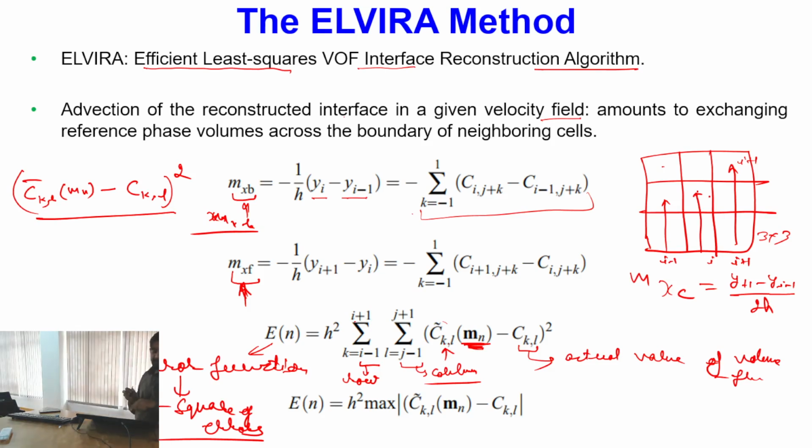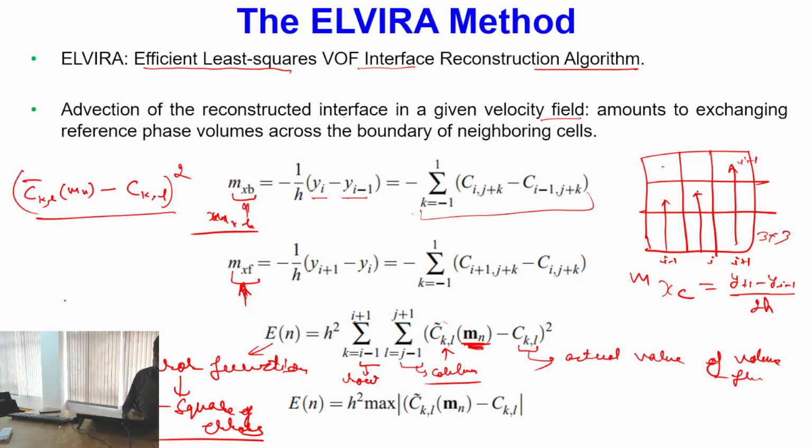Now, in actual practice, if your actual interface was like this, and you are having 100% accuracy of the method, then the reconstructed interface should also be like this. If both are the same, then whatever the distribution of color function is in the stencil should remain the same, and your error will be 0.